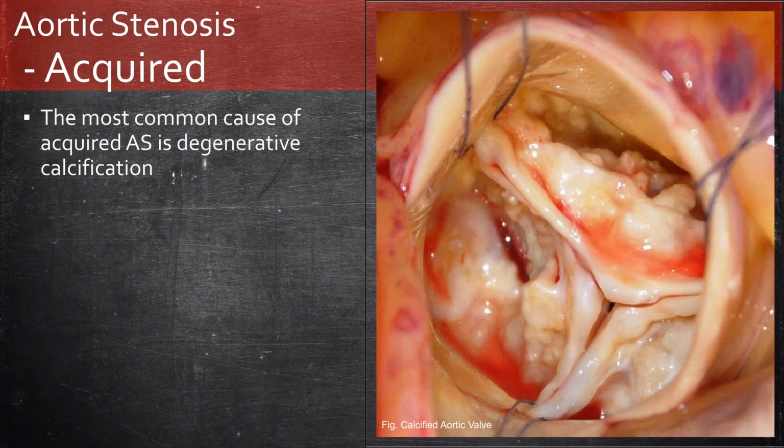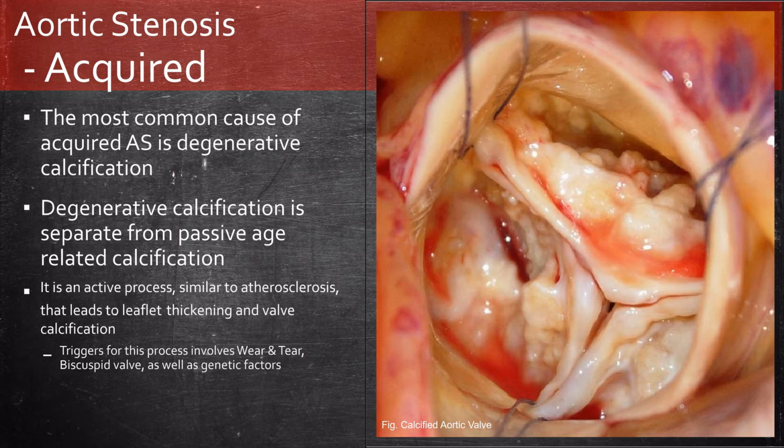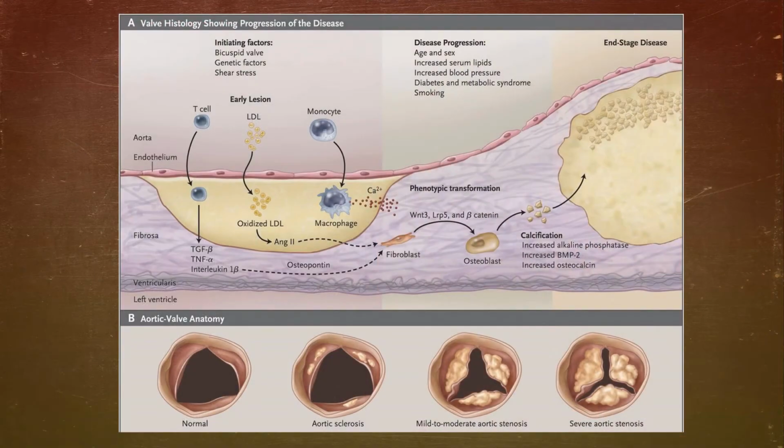It is important to note that degenerative calcification is entirely separate from passive age-related calcification. Degenerative calcification is very similar to atherosclerosis and involves, as mentioned before, VICs changing their phenotype into an osteoblastic form. Triggers for this degenerative calcification are thought to be wear and tear, bicuspid aortic valve, as well as genetic factors.